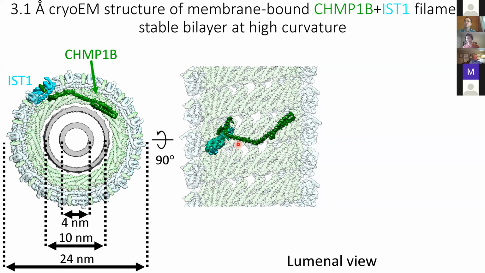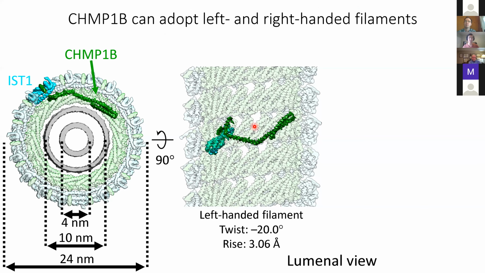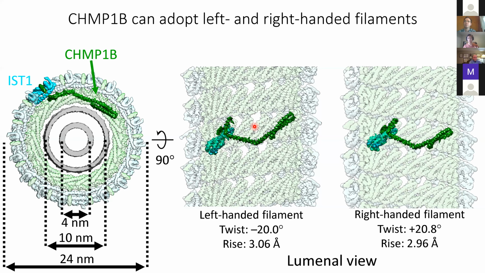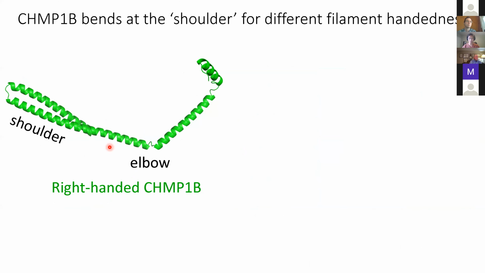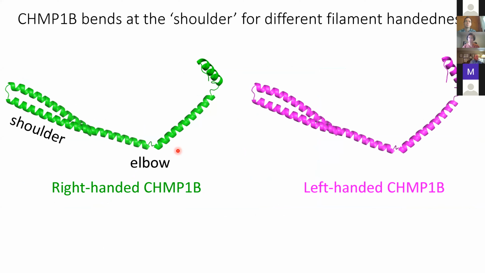So this was really perplexing to us. You want to understand how this same protein can adopt two different filaments. I'm talking about filament handedness, not protein handedness here. So here's a protomer of the right-handed CHMP1B from the filament. Here's a protomer from the left-handed filament.